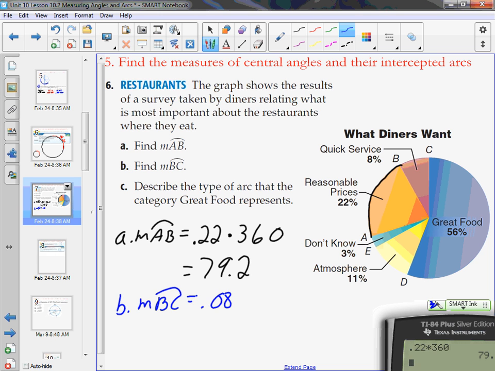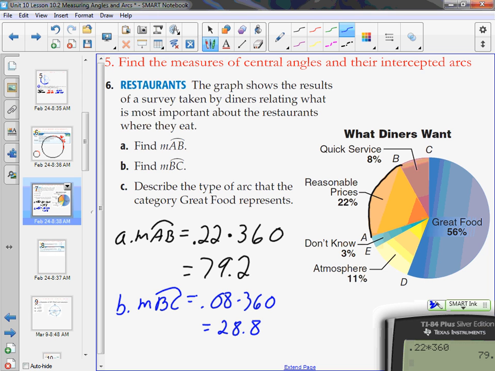Make sure you write 8% correctly as a decimal. You get 28.8. Didn't use 0.8, did you? Yeah, don't use 0.8, use 0.08.